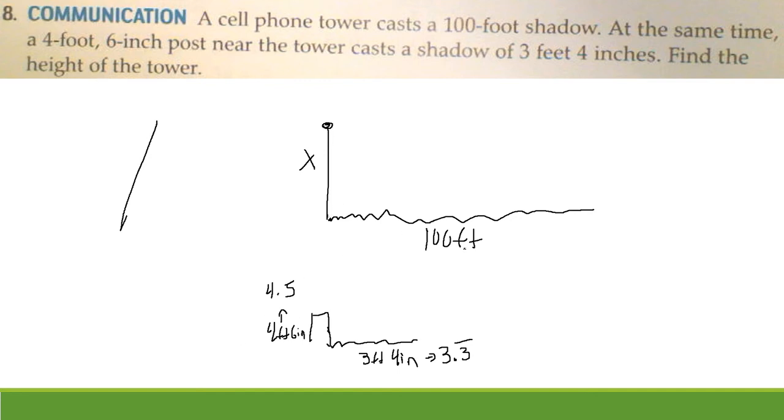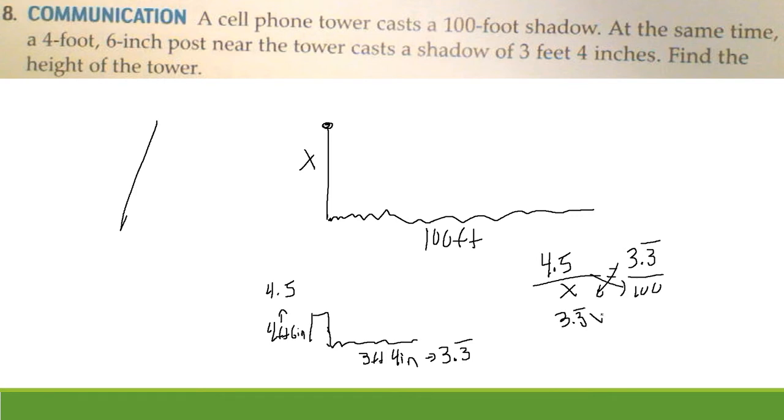So we're going to take shadow to shadow and height to height. So I'm going to do post to tower. So post height is 4.5. Tower height is x, because I don't know it. Post shadow is 3.3 repeating. Tower shadow is 100. So now I'm going to cross multiply here.